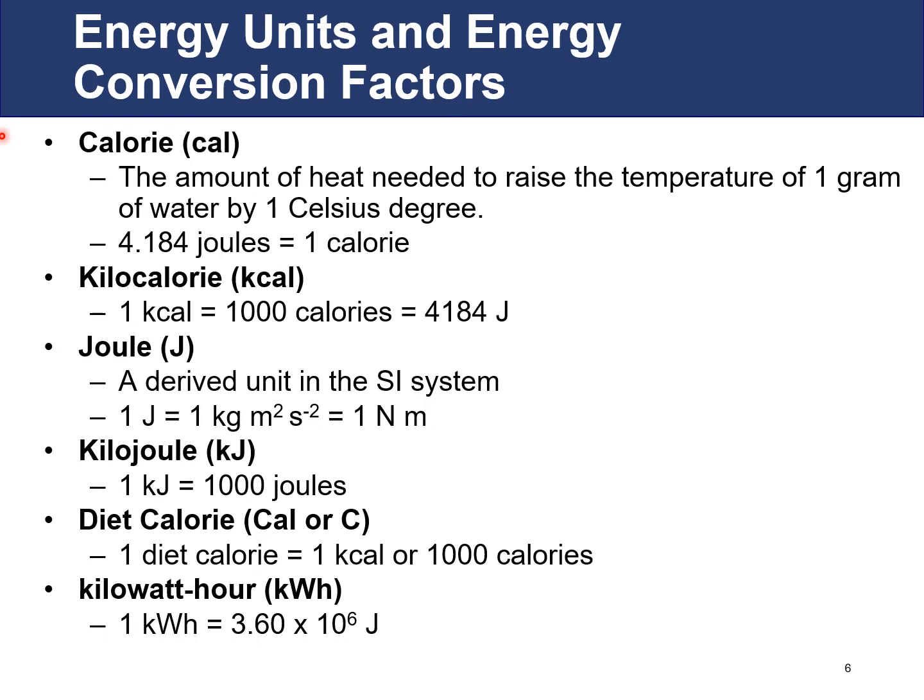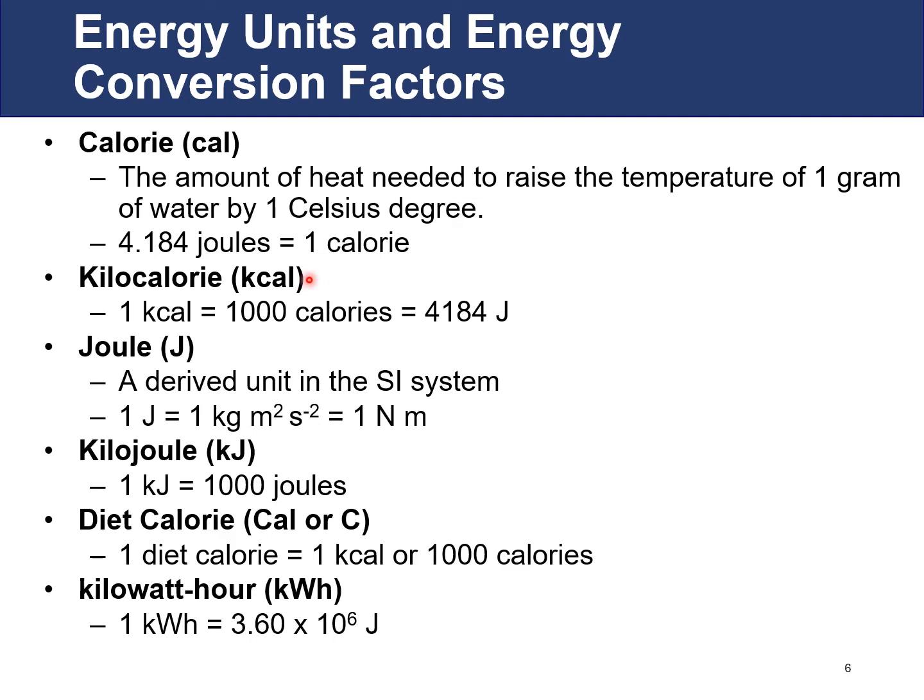There are a variety of different units that get used with energy. We have the calorie. The unit will be represented with cal. 1 calorie is the amount of heat needed to raise the temperature of 1 gram of water by 1 degree Celsius. 1 calorie is equal to 4.184 joules of energy. We then have the kilocalorie. This is using the same kilo as the SI unit, so that would be 1,000 calories. 1 kilocalorie is 1,000 calories, or 4,184 joules.